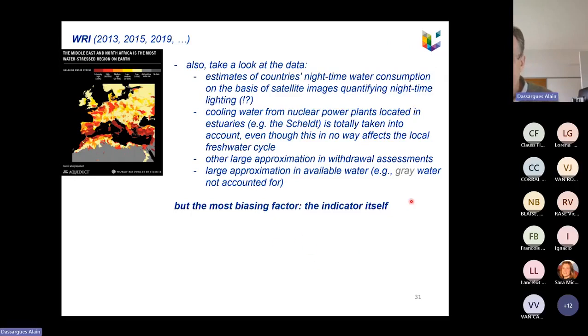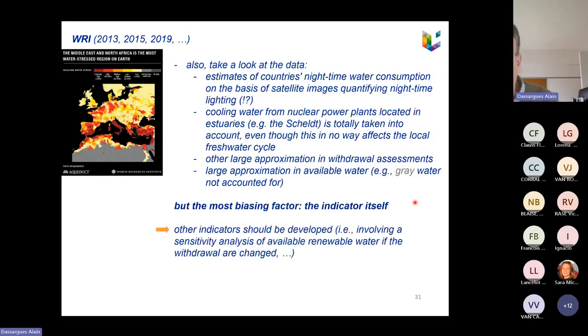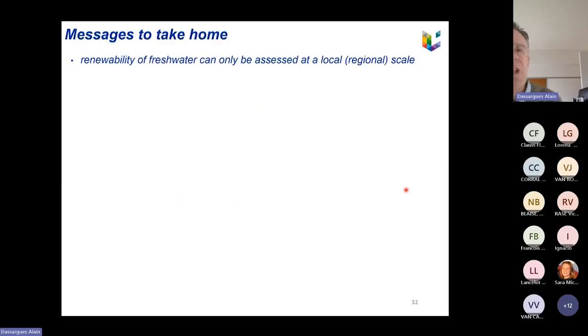So the indicator itself is biased, and the way to build this indicator can be criticized as well. So other indicators should be developed that are probably more complex, but maybe more reliable. And I'm finishing with messages to take home because I'm going on very long here. Renewability of fresh water can only be assessed at a local scale. So always consider that a local scale is more consistent and more robust than considering a global scale or a very regional scale.